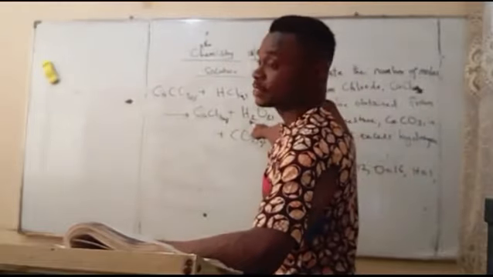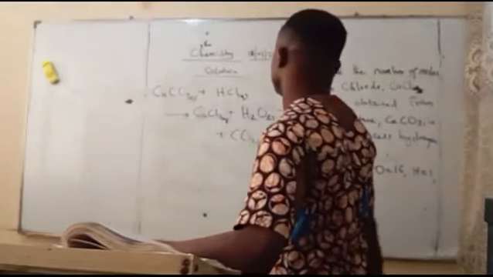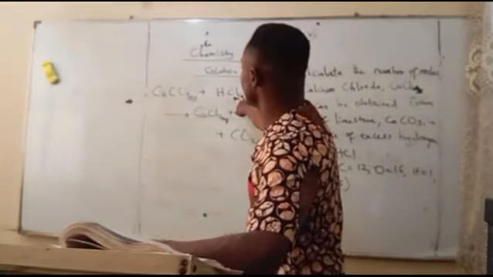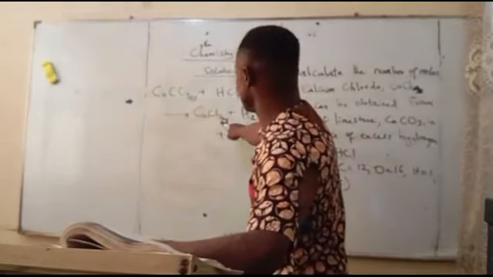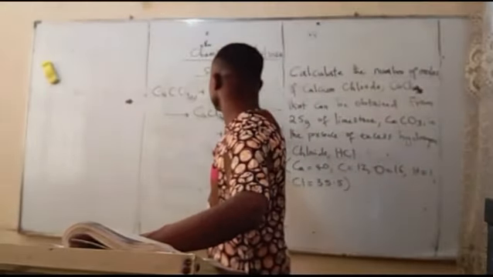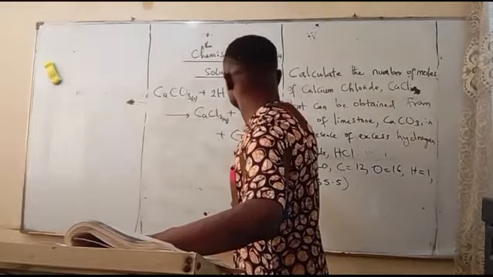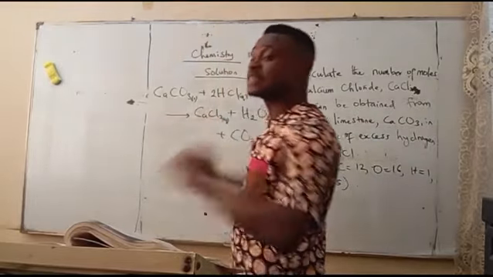Hydrogen is 2 here, it's 1 here. Chlorine is 1 here, 2 here. So if you put a 2 here now to balance, you now have 2 hydrogen, 2. Then chlorine is 2, balanced now.